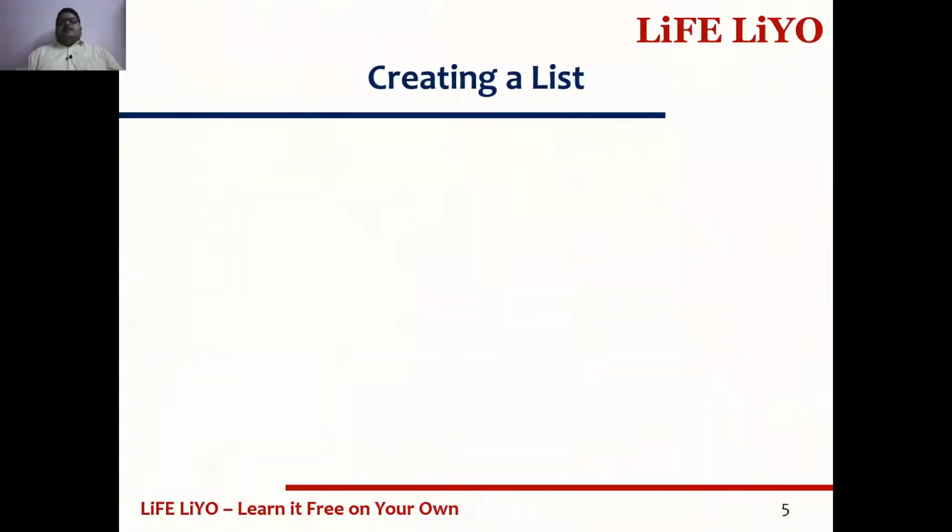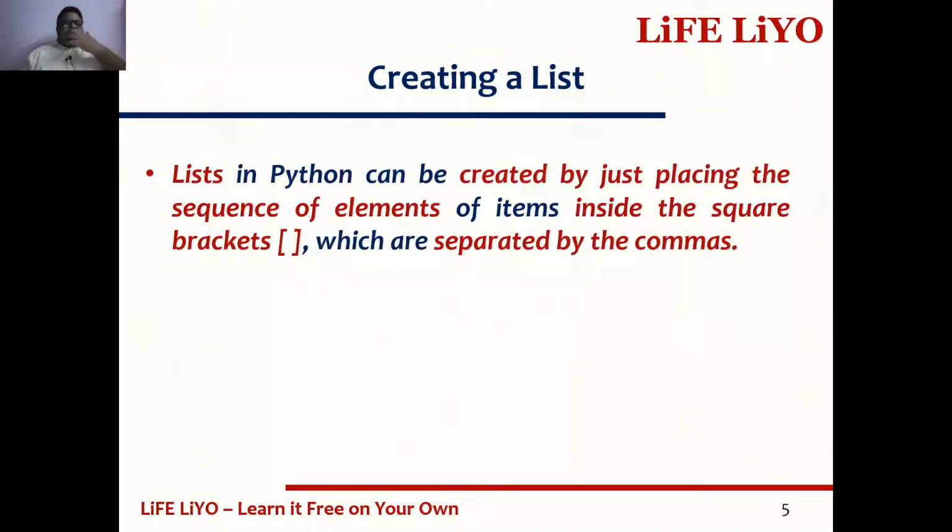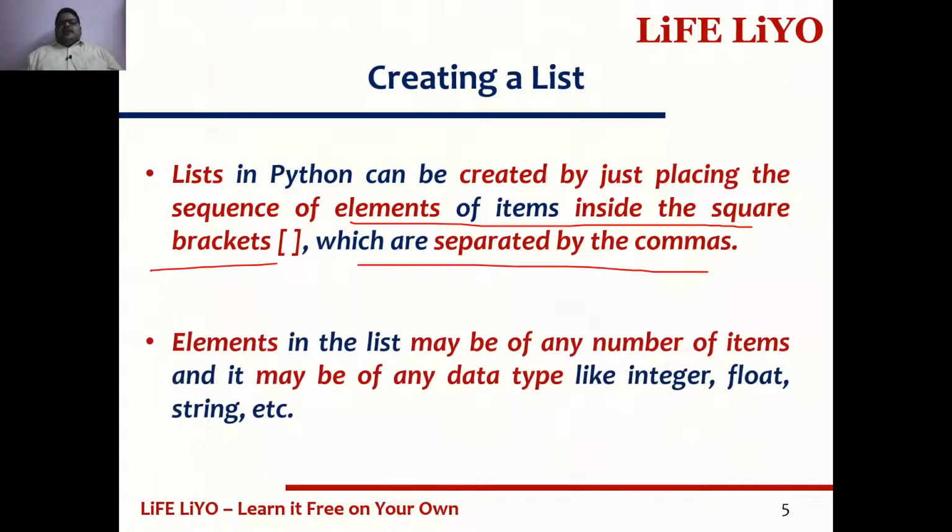Next, how to create a list. While telling about the characteristics, I told you that a single list can consist of different data type elements which are separated by commas and kept inside square braces. That is nothing but creation. How can we create? By placing the sequence of elements or items inside the square brackets, separated by commas. Elements in the list may be of any number and of any data type, either integer, float, string, etc. Let us look into the examples.